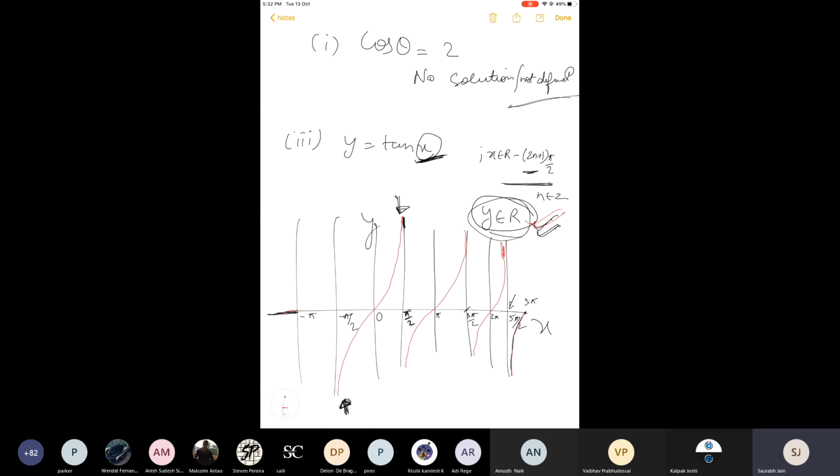Now next branch, next portion, pi by 2 to pi. In pi by 2 to pi, it is the second quadrant. In the second quadrant tan is negative, so this red portion is coming from below. Then pi to 3 pi by 2, this one. Pi to 3 pi by 2, third quadrant, tan is positive, again above the x-axis. Then fourth quadrant, 3 pi by 2 to 2 pi, again it is negative. So I hope you understand.